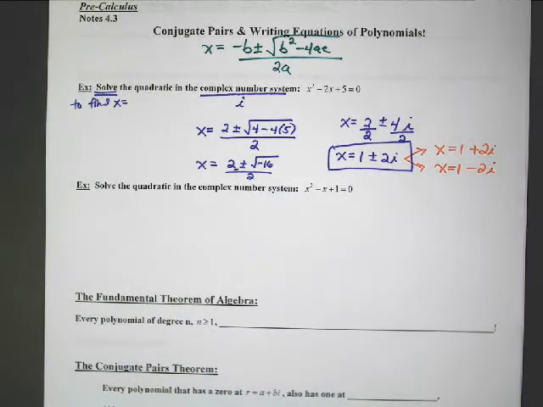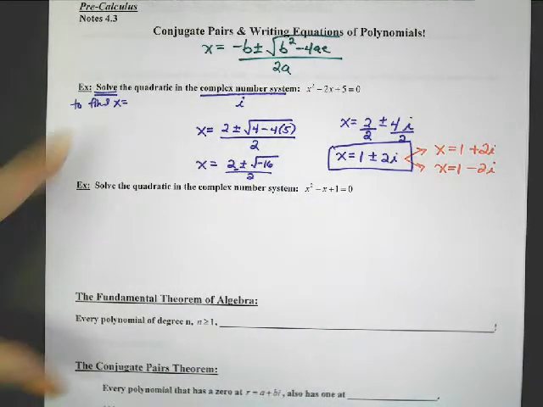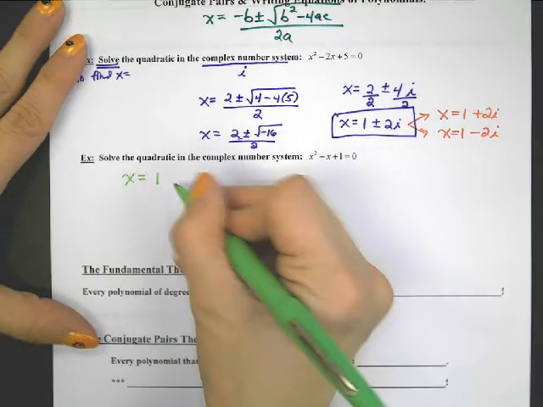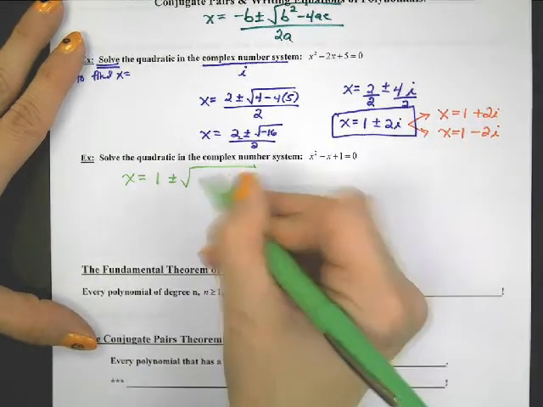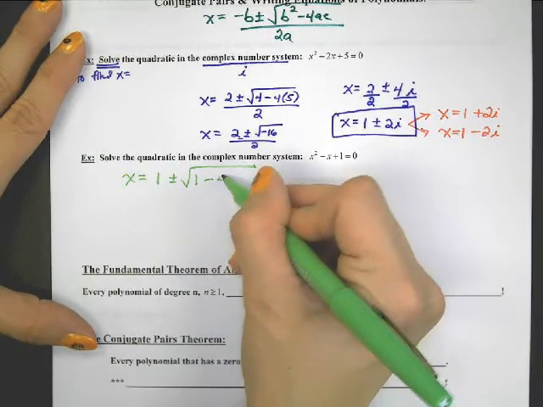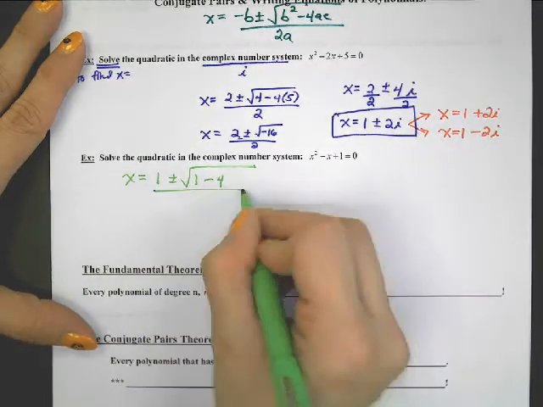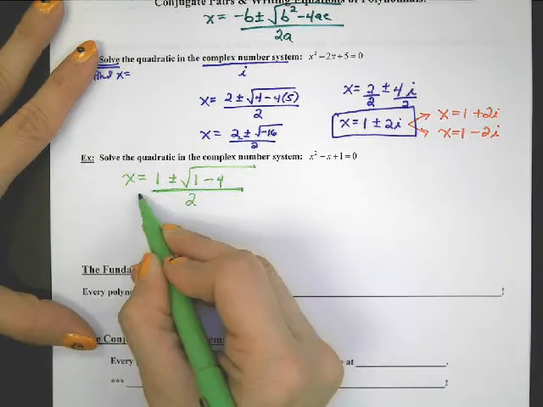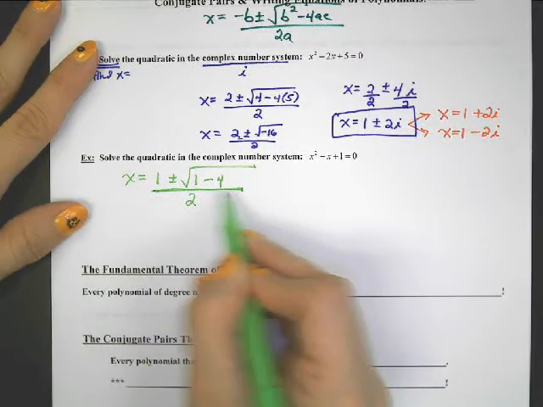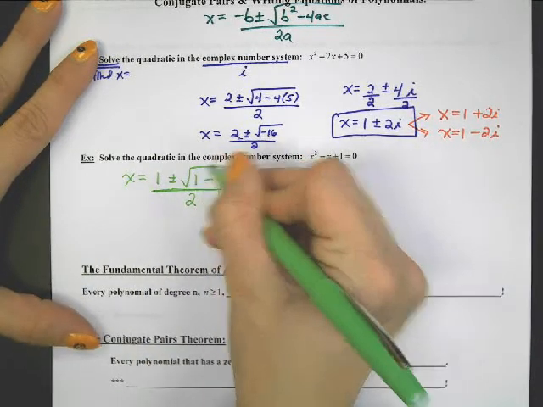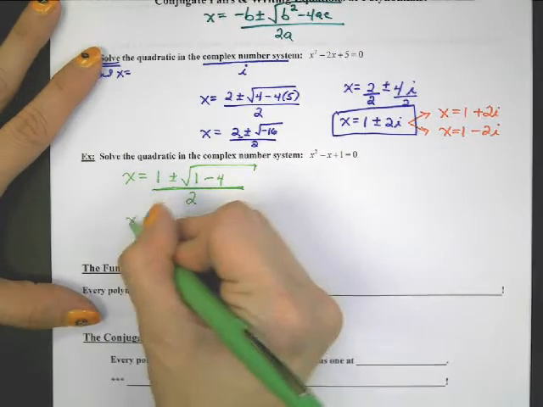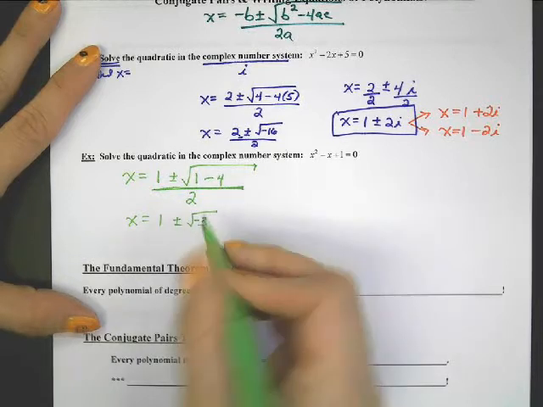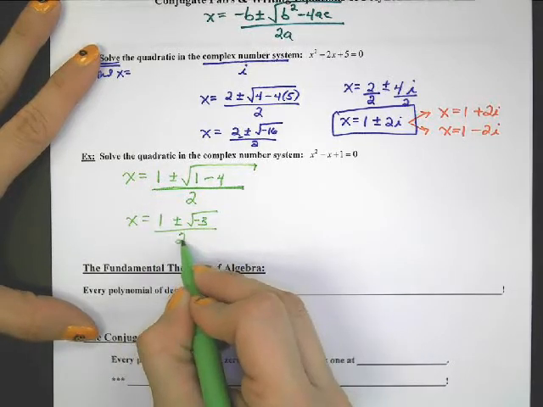All right, let's do it again. Let's solve the quadratic in the complex number system. X equals negative b plus or minus the square root of b squared minus 4ac all over 2a. Make sure that your all over divide bar is large enough that everything is on top of it, and your radical sign covers all your calculations there. I've got 1 plus or minus the square root of negative 3. Don't forget to say all over 2.